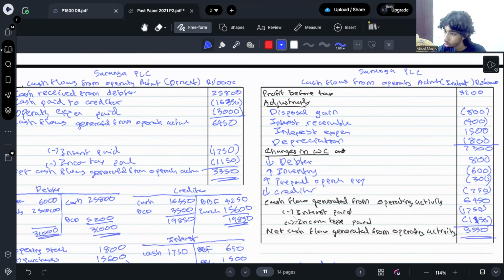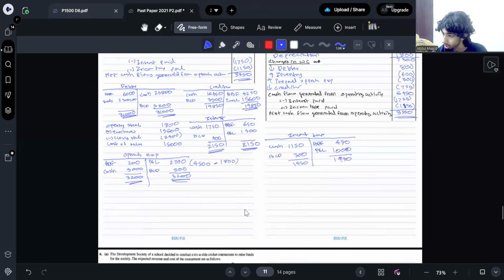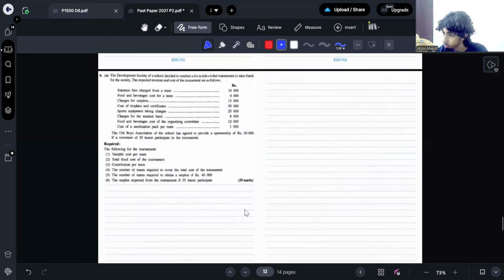Okay. So in the direct and indirect method, you are getting the same value. If so, you have done it correctly. Okay. So then that is done. Moving on to the sixth question.